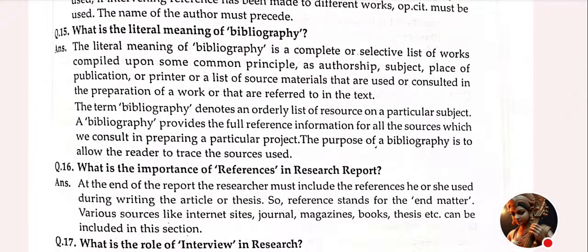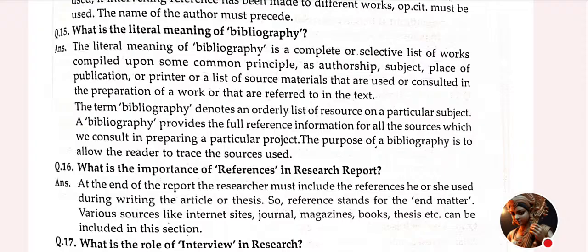Question 15. What is the literal meaning of bibliography? The literal meaning of bibliography is a complete or selective list of works compiled upon some common principle, as authorship, subject, place of publication, or printer, or a list of source materials that are used or consulted in the preparation of a work or that are referred to in the text.